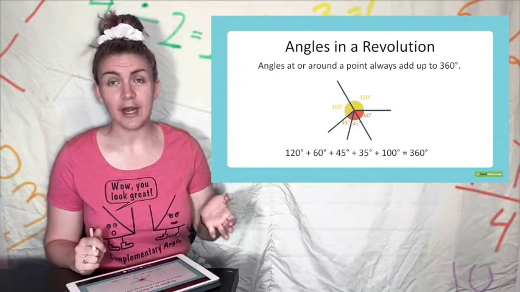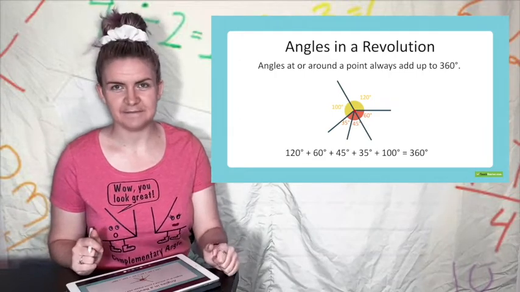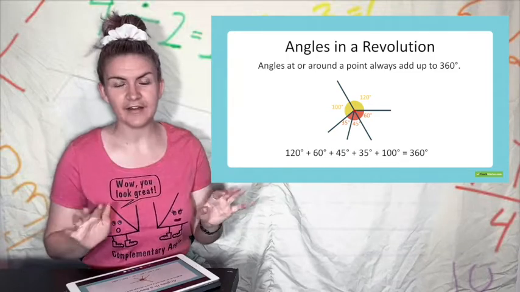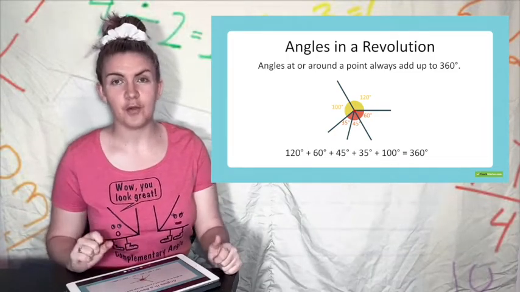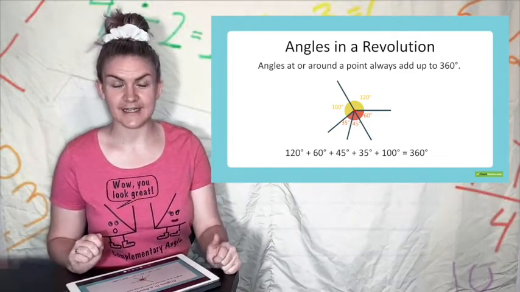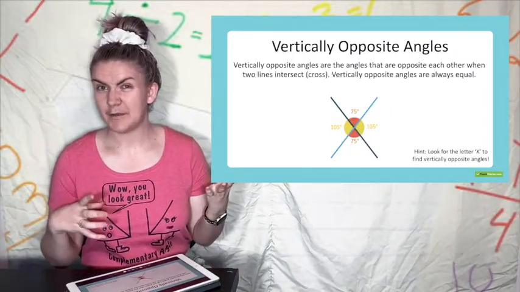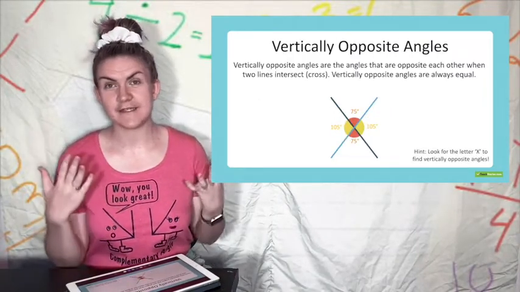But adding them all up, they will always add 360. So rule number 3, if I have a point and I have lines coming out of it, the angles that are formed around there will always add up to 360 because they are angles at a revolution. Okay, now, this is probably one of my favorite, vertically opposite angles.